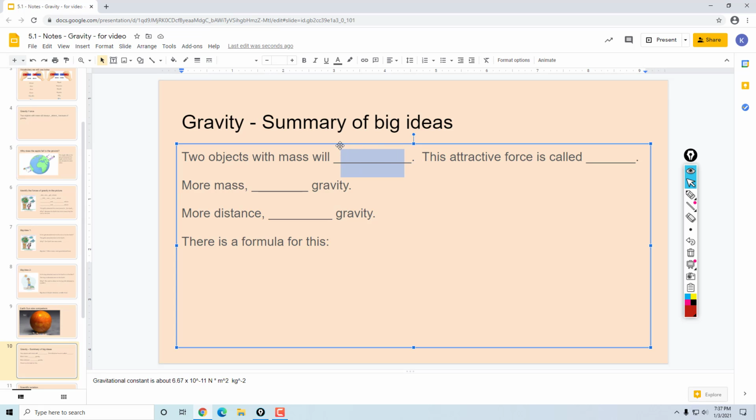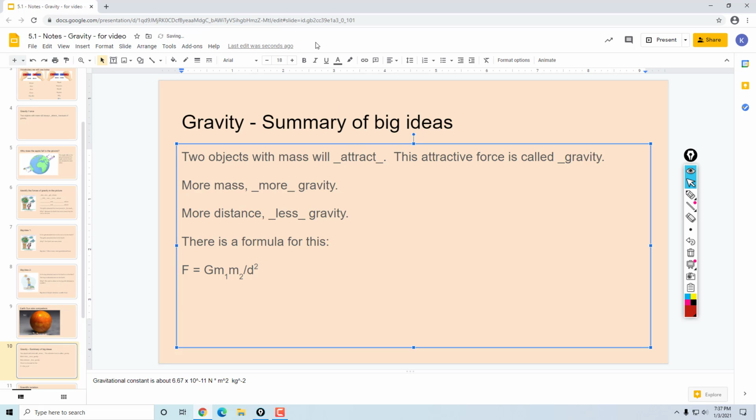So here's a summary of big ideas. Two objects with mass will attract. This attractive force is called gravity. More mass, more gravity. More distance, less gravity. There's a formula for this. It's G m1 m2 divided by r squared, or d for distance between the two objects.